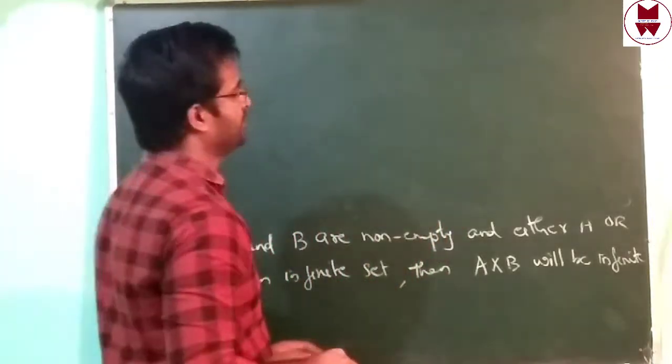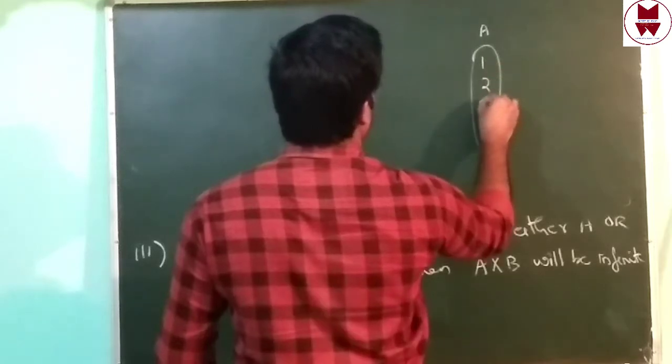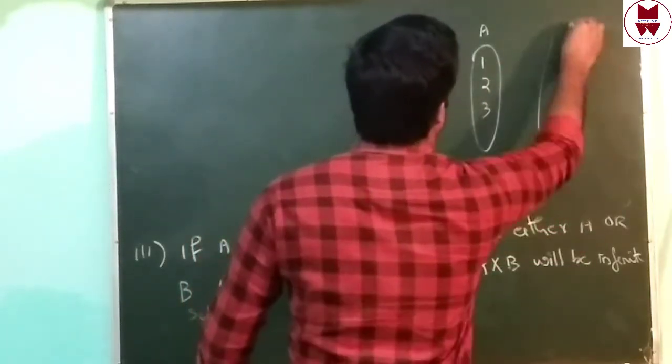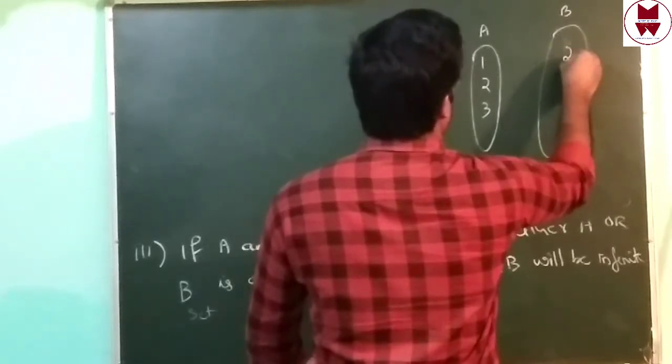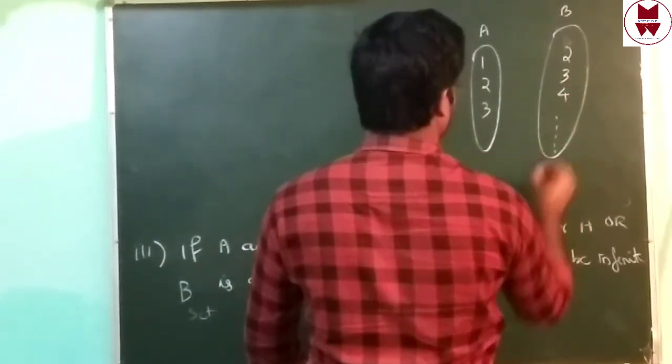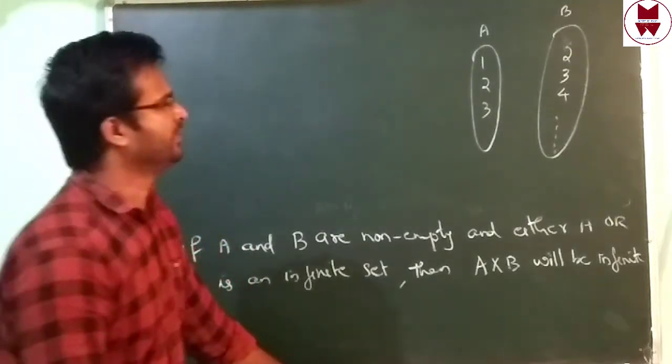We can see one example. This is A: 1, 2, 3. Then this is B. For set B, I am just going to consider an infinite number of elements. That is, set B is an infinite set.